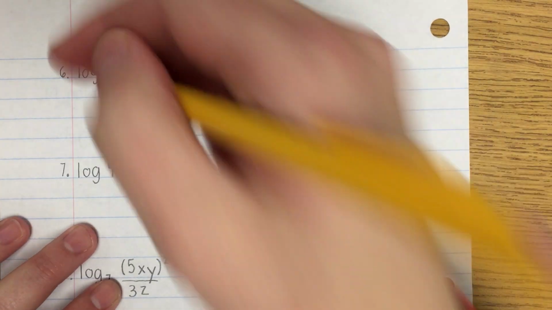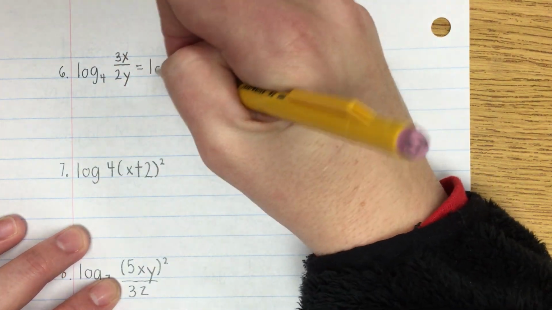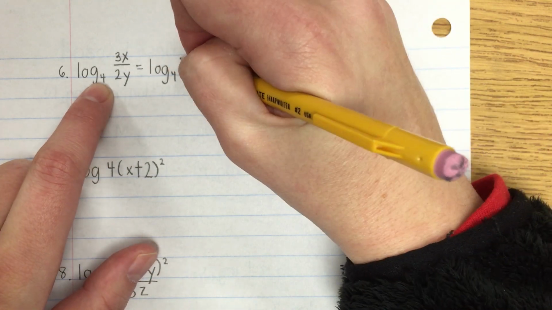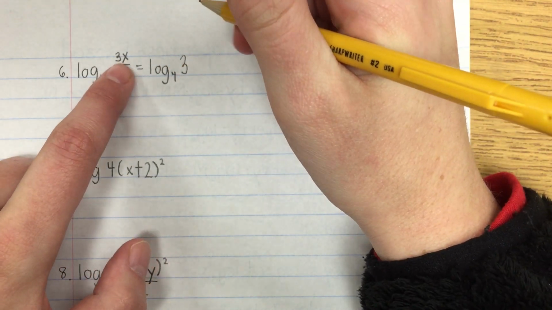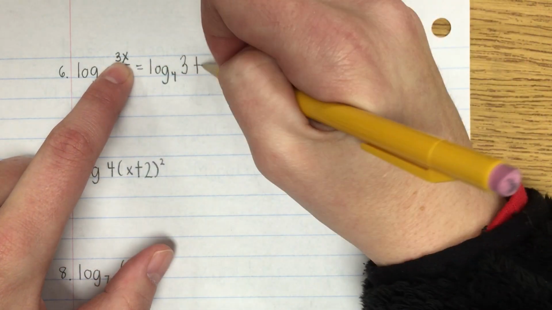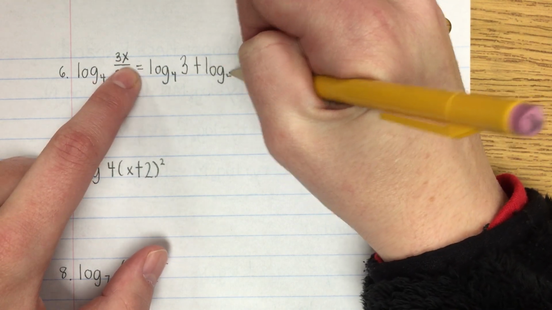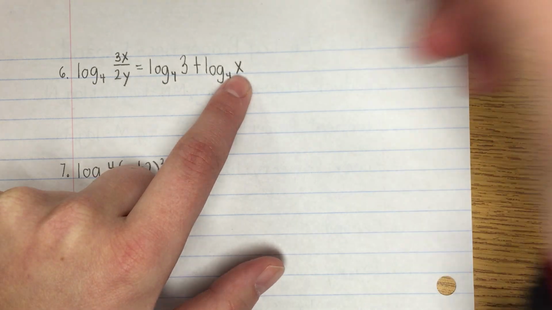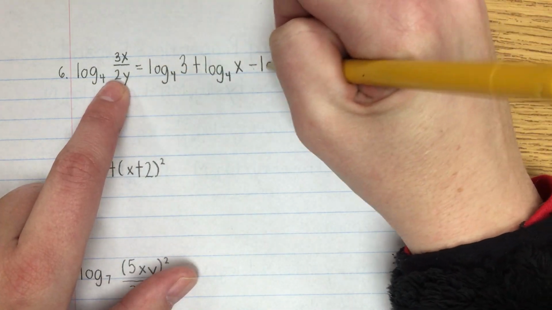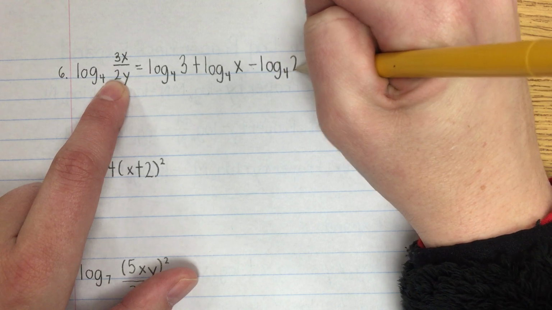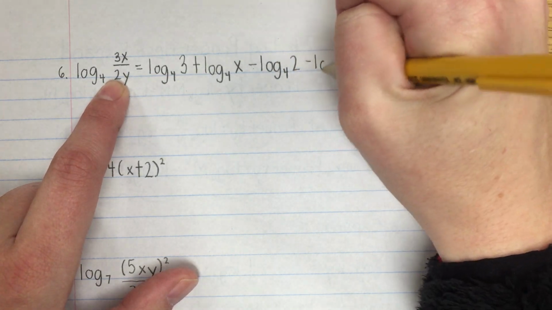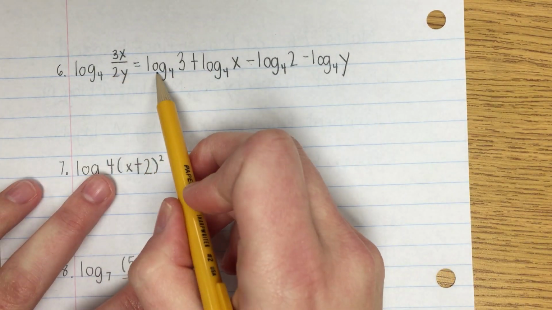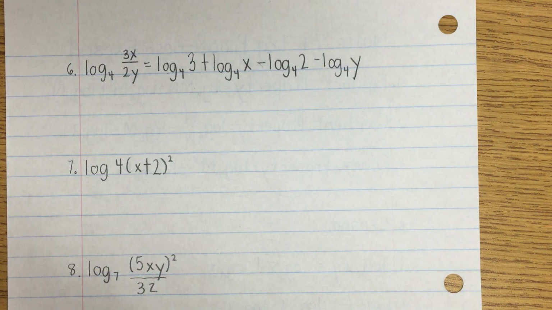So on number 6, when I expand, this would be log base 4 of 3, and on the top here, I can expand that even further to log base 4 x. And then remember, anything on the denominator gets a minus, so log base 4 of 2 minus log base 4 of y. And I don't have any powers to bring down, so that's my final answer on that one.